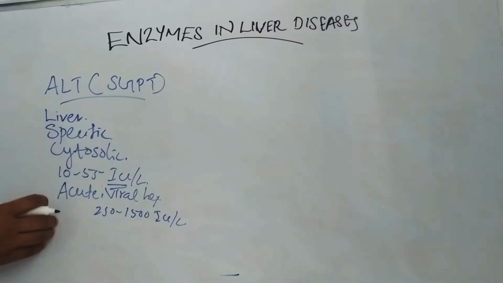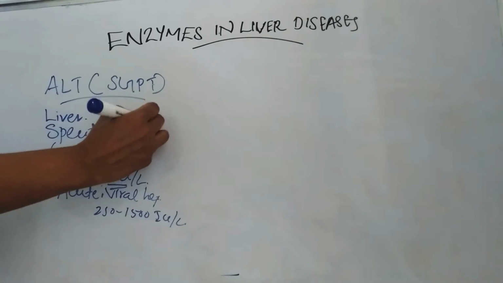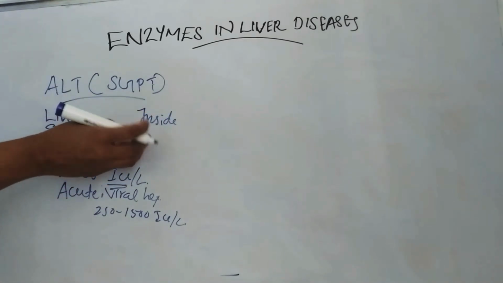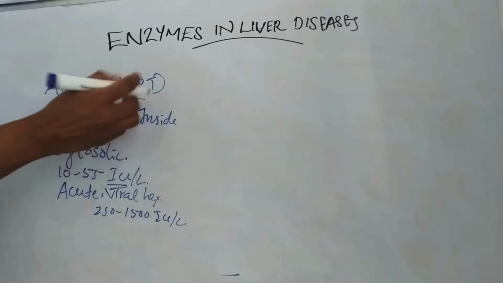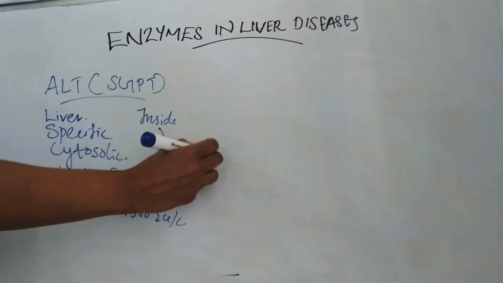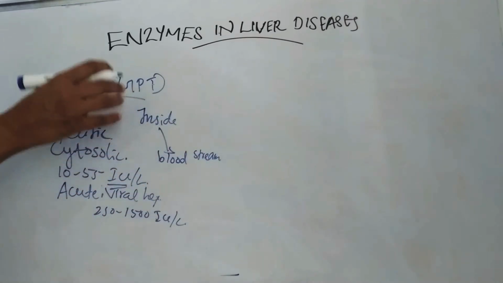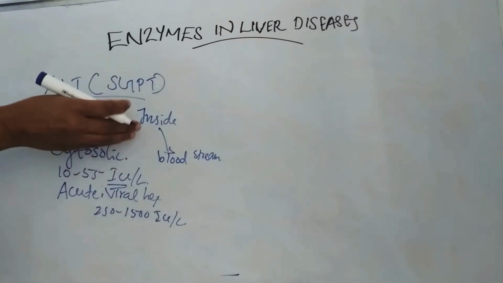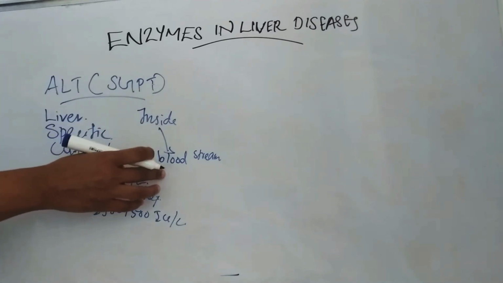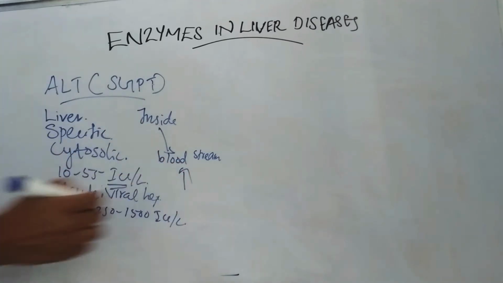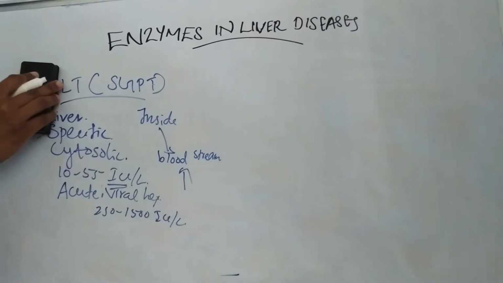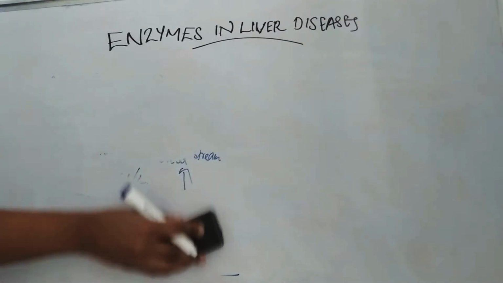ALT is normally found inside the liver cells. But when the liver is damaged or inflamed, this ALT is released into the bloodstream. This causes the serum ALT levels to rise. That is ALT. The second enzyme is AST.